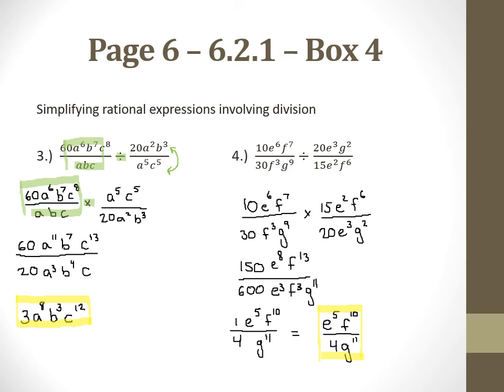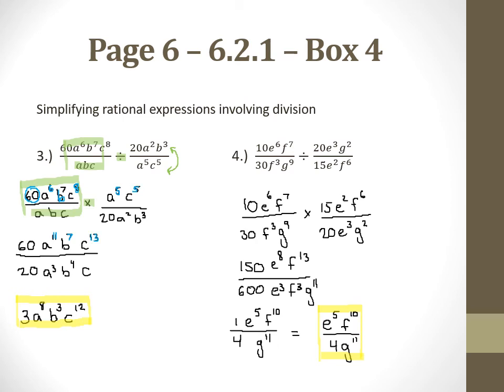So the whole number is 60, and then because we're multiplying, we are adding the exponents together. Here the powers of a are 6 and 5, add up to 11. The powers of b, we just have b to the 7th, so that stays as is. And for the powers of c, we have 8 and 5. Add those together and we get c to the 13th.